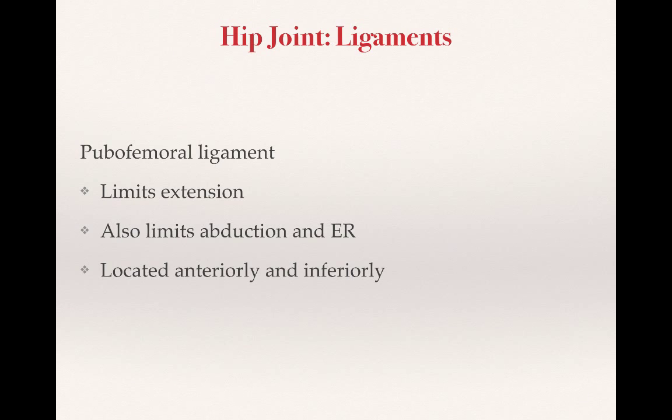And then finally, the pubofemoral ligament. This ligament extends from the pubis to the anterior and inferior capsule near the neck of the femur posteriorly. This ligament runs anteriorly and inferiorly and helps limit extension, but also abduction and external rotation.